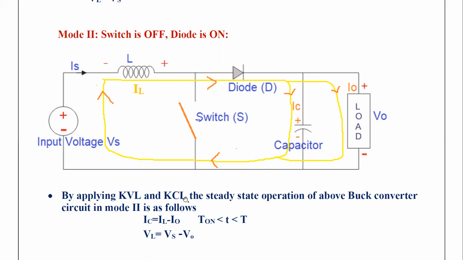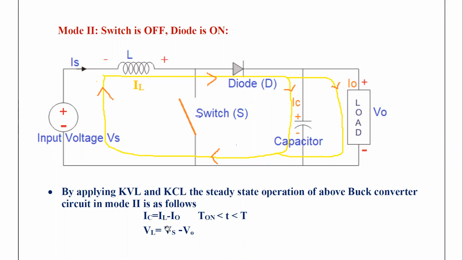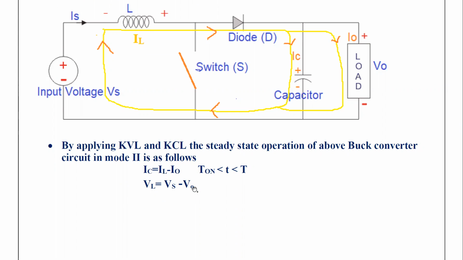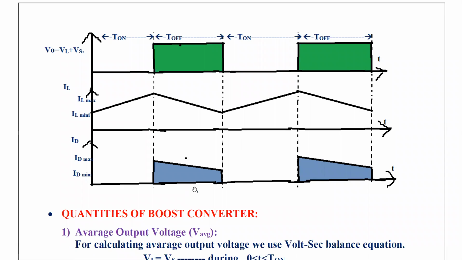So these two are the conditions during turn on and turn off time. During turn on time, VL is equal to VS and IC is equal to minus I naught. And during turn off, VL is equal to VS minus V naught and IC is equal to IL minus I naught. So these two sets of equations we are going to use in the ampere second balance and volt second balance equations.